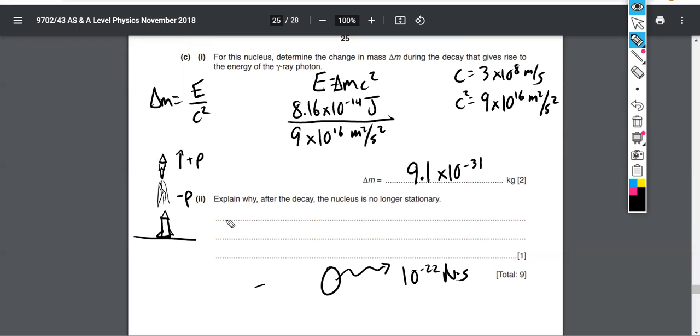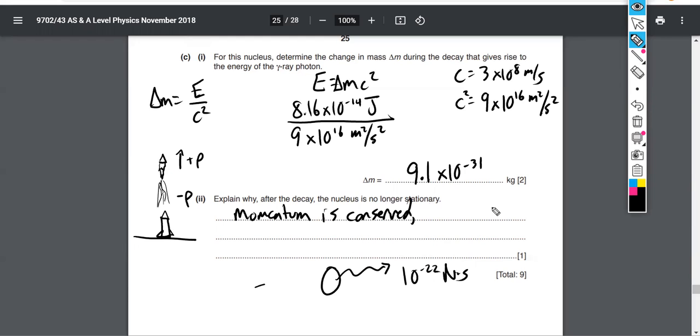So momentum is conserved. That's the key truth of the universe. Momentum is conserved. The rest of the nucleus has the same magnitude of momentum as the photon. It's just moving in the opposite direction. So that's why it's no longer stationary, right? It's going with a tiny little velocity, the opposite way the photon was emitted, okay?